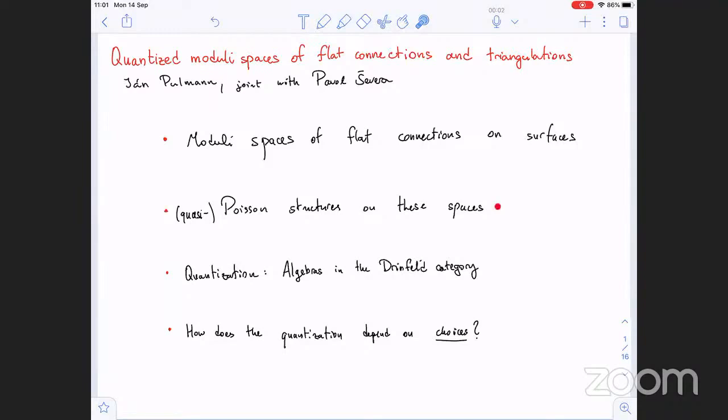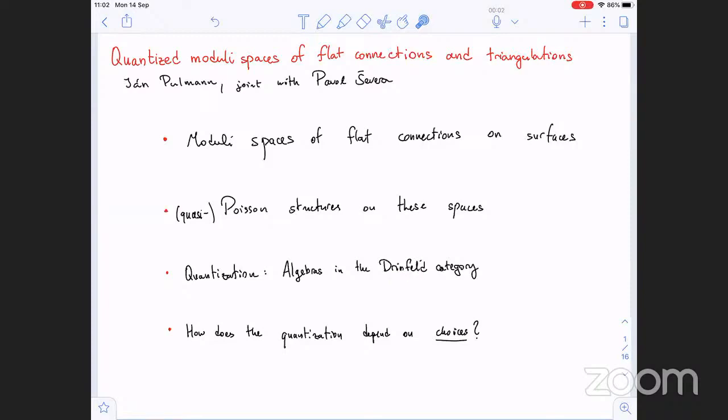And there is a natural question of how to quantize these structures. This was done by Pavel Ševera and David LeBlanc. They have a procedure that gives you algebras that quantize these Poisson structures, but they are algebras in a bit different kind of category, which you craft using the Drinfeld associator.